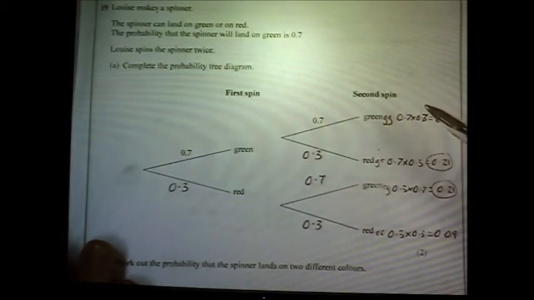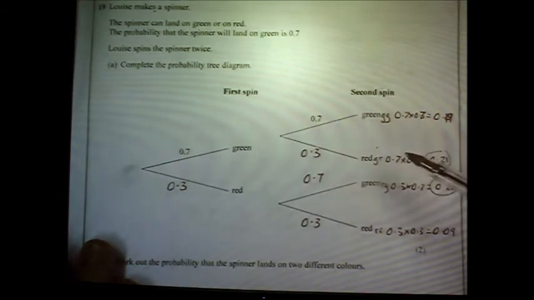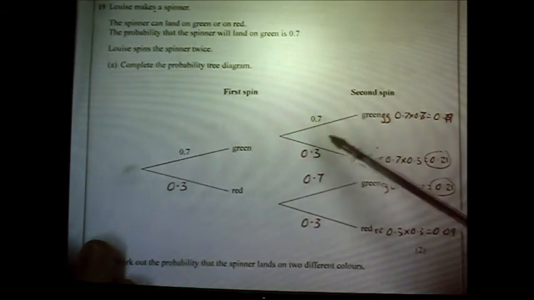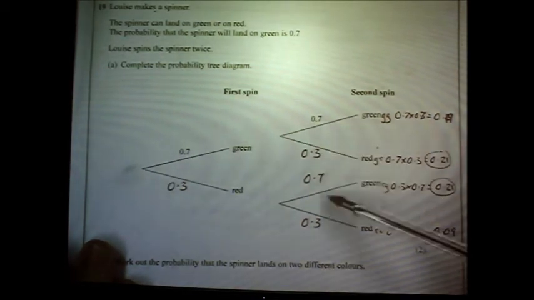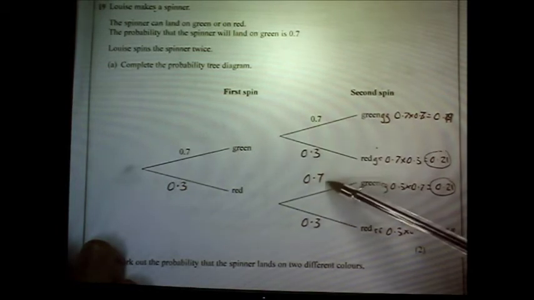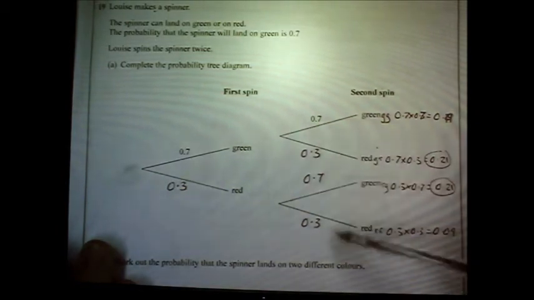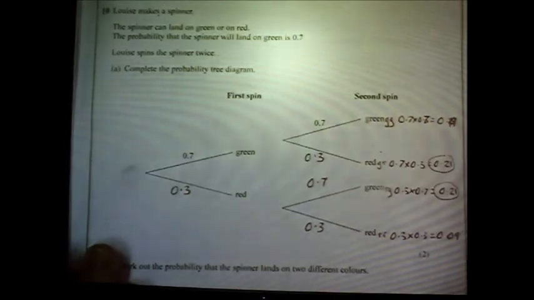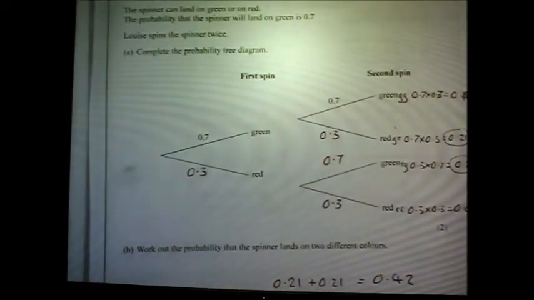Second spin, because the spin is still the same, it hasn't changed as far as we know, it'll be the same, so 0.7 and 0.3. And for this bit, well, green is 0.7, as it has been the other ones, and red is 0.3. You get 2 marks just for putting those numbers in. Work out the probability that the spinner lands on 2 different colours.